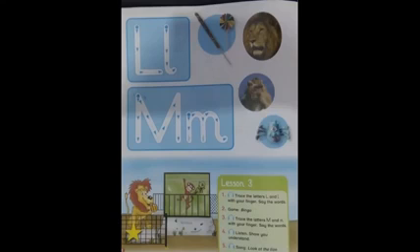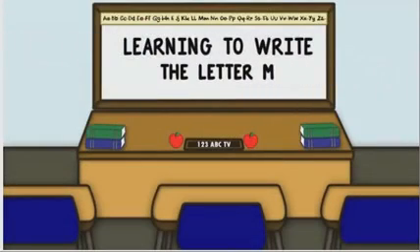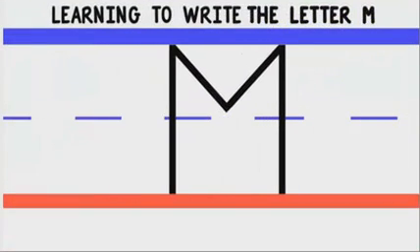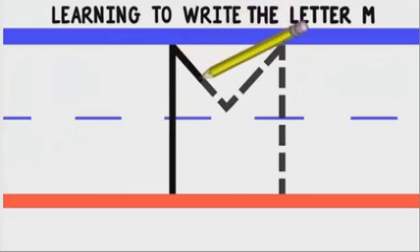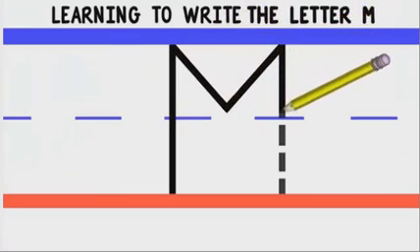Now we're going to learn how to trace the letter M. Are you ready? Here we go. Hi kids, welcome to the classroom. Let's learn how to write the letter M. M as in monkey. We'll start with uppercase or big M. To write uppercase M, we'll start at the top and do a straight line down. Then go back to the top and do a diagonal line down. Then do a diagonal line up and a straight line down.